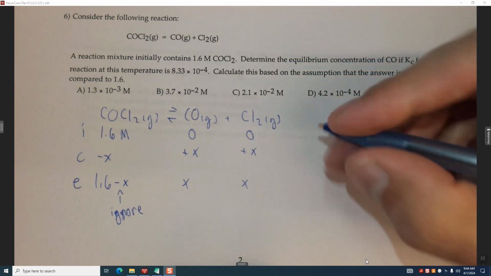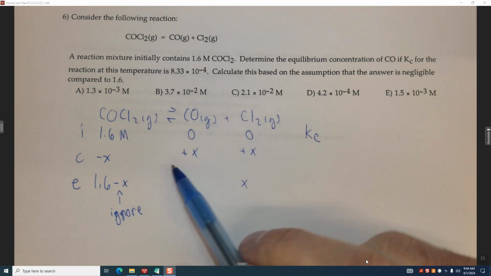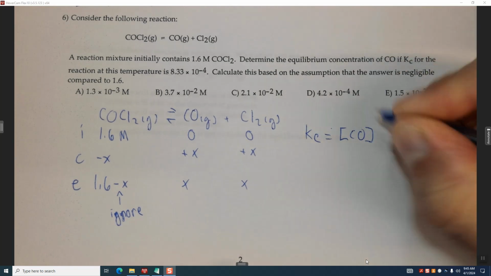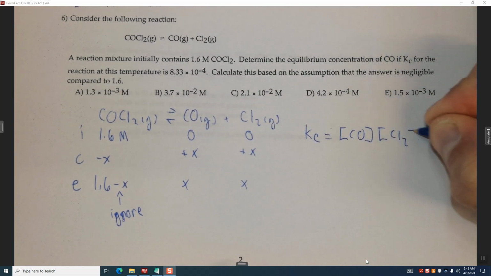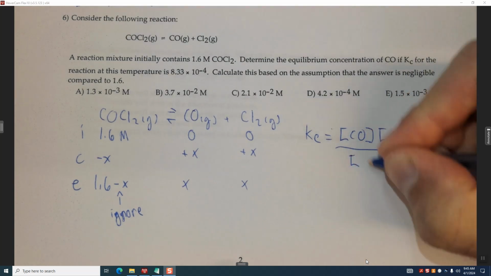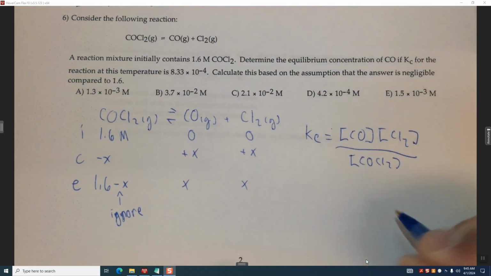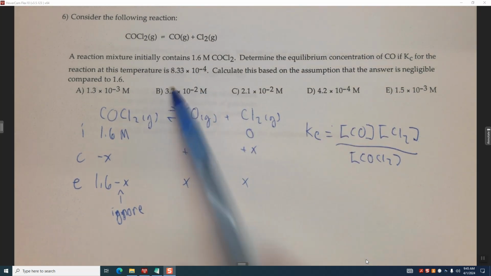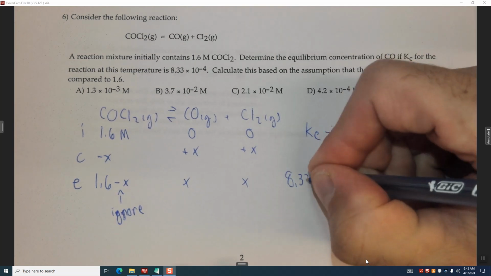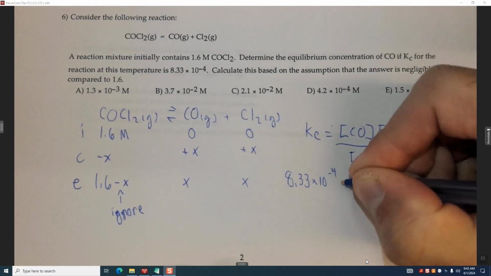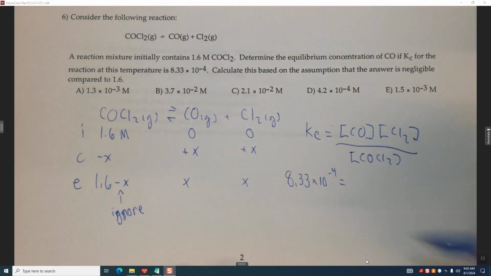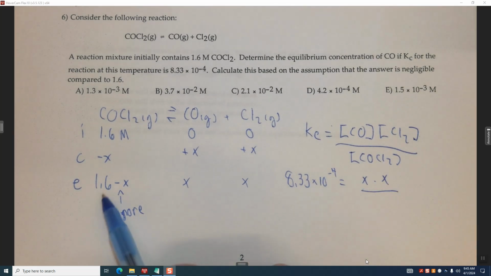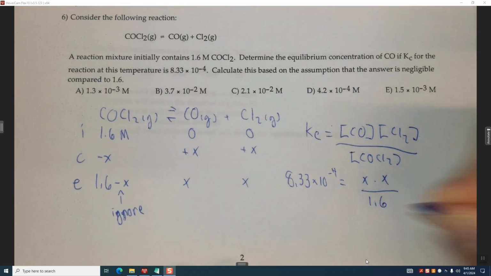Now we just write our Kc expression. Products over reactants. In this case, everything's a gas, so it all goes in there. So our first product is the CO. Our second product is the Cl2, and our reactant is COCl2, and they're all in brackets because we want the concentrations. Now let's plug in what we know. Well, we know Kc. It's 8.33 times 10 to the negative 4 equals these. They're x's, x times x, which is just x squared, divided by this one, which is not 1.6 minus x, it's just 1.6 molar.